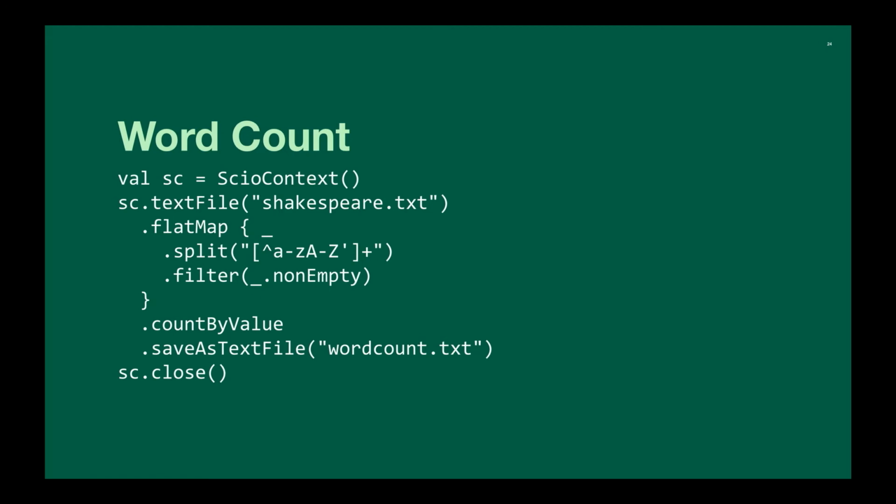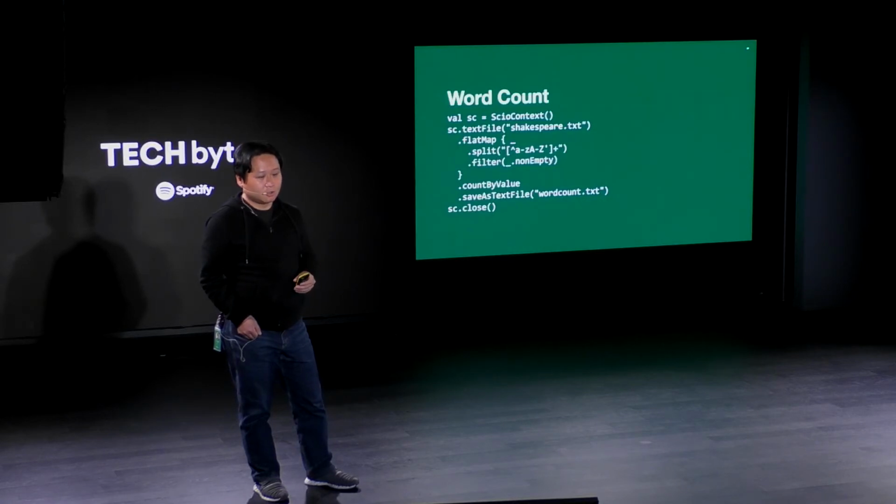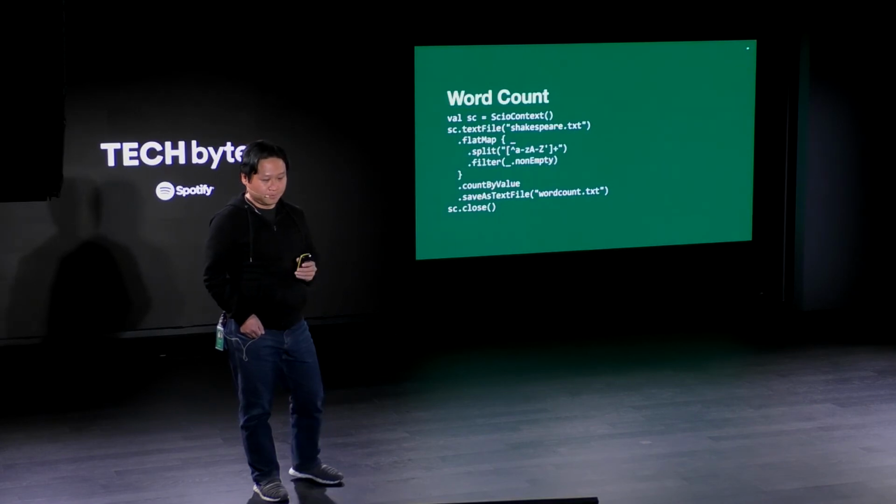A classic WordCount example, you've seen this probably for pretty much every big data processing framework out there. And this one is actually very close to what the Spark and Scalding ones look like. So basically creating a context to describe an abstraction of a data pipeline. You read a text file, in this case some Shakespeare text, and you flatMap it by splitting the strings by empty spaces, filter out the empty words, and you count by value, and then you get your word count, save it to a text file. You close the context to run the job.